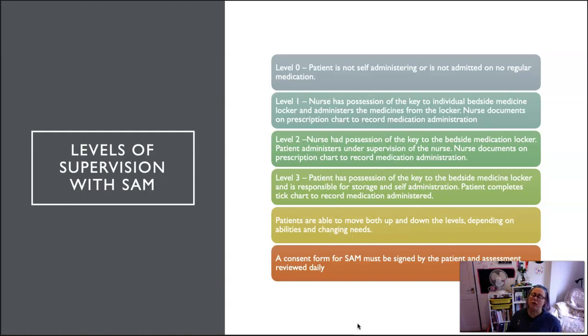A consent form for self-administration must be signed by the patient, and the assessment should be reviewed daily. So again, this is really key, that we're going back to our trust policies and protocols and thinking about what are the things that we have to do to ensure that our policies are followed and that our patients feel empowered, but also that we're documenting everything that needs to be done.